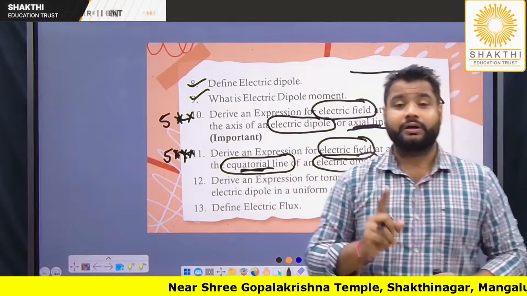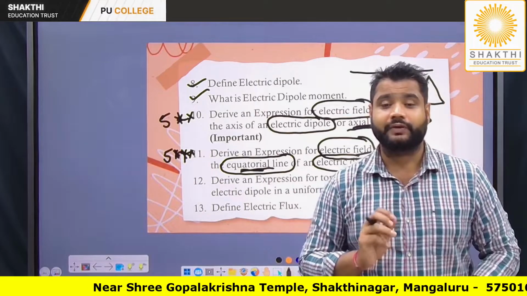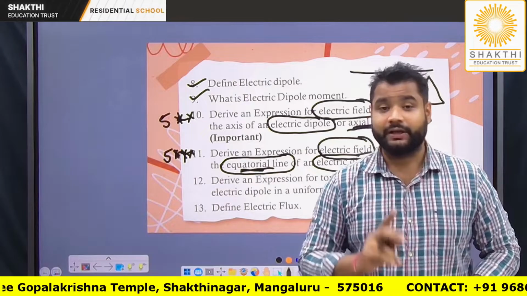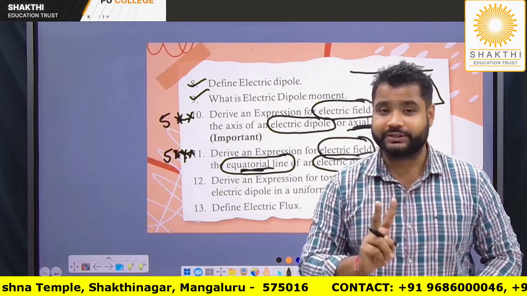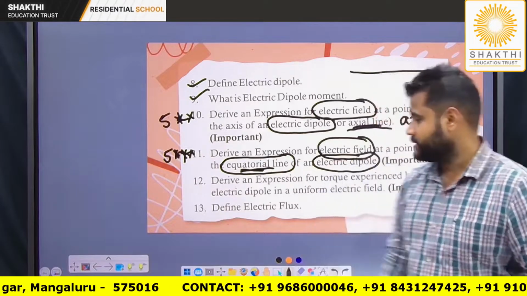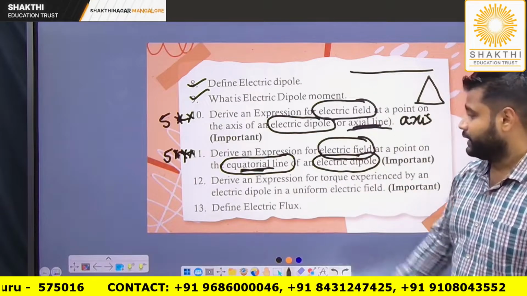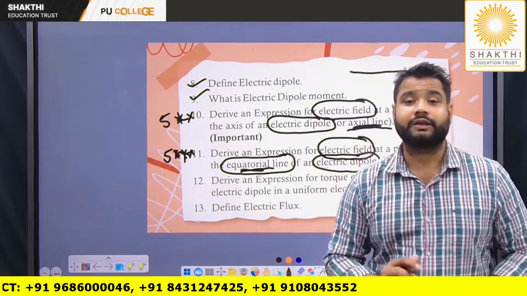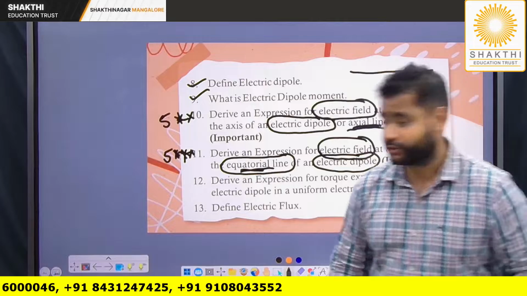These two are the very important derivations from this chapter. As I said, we have 5 derivations. I am clear with 2 derivations, and the remaining 3 we will look at very soon. So let's move ahead with the next one, that is, derive an expression for torque. Now this is a 3-mark very important derivation.